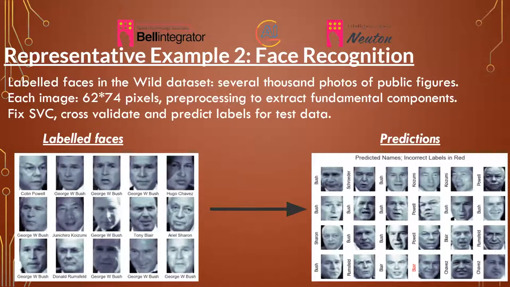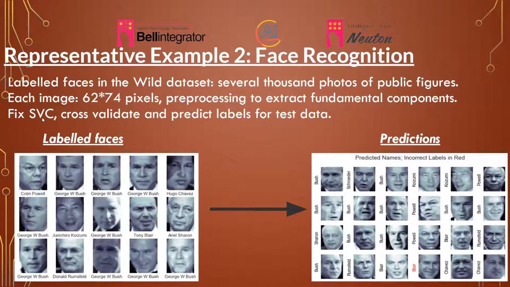Let us move to the second representative example with support vector machines, which is face recognition. So here I've taken an example from the wild data set. I don't know how this is pronounced, but it contains several thousand photos of public figures. Each image has 62 by 74 pixels. Of course, you can read them in directly, or you can do some pre-processing. I've basically taken this from the Data Science Handbook from the GitHub repo. Please do have a look if you find this interesting.